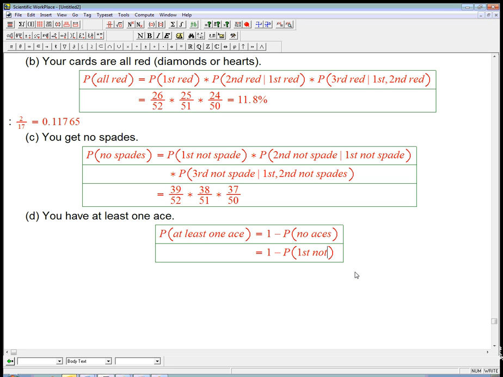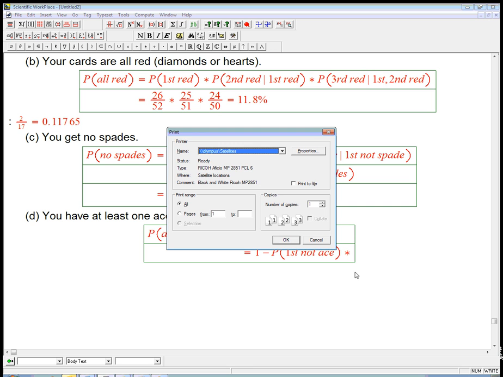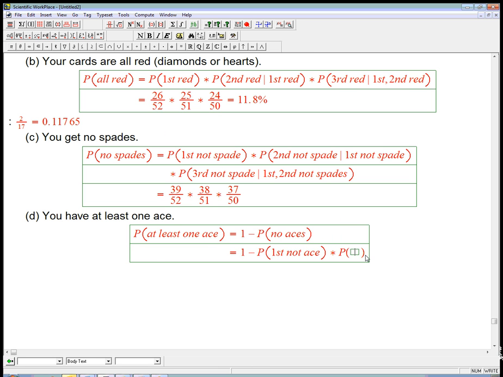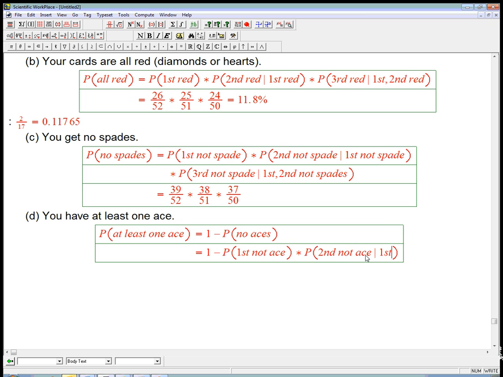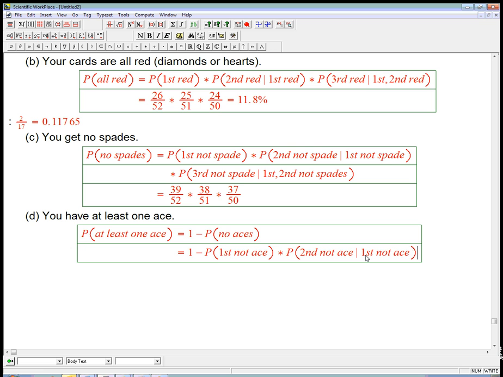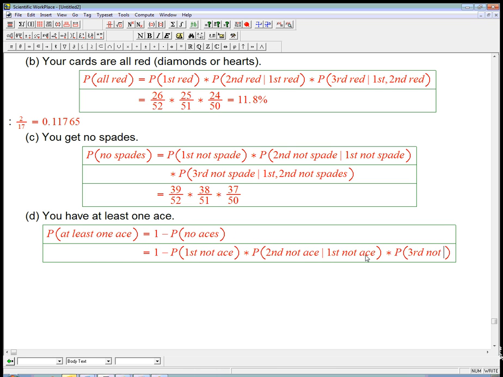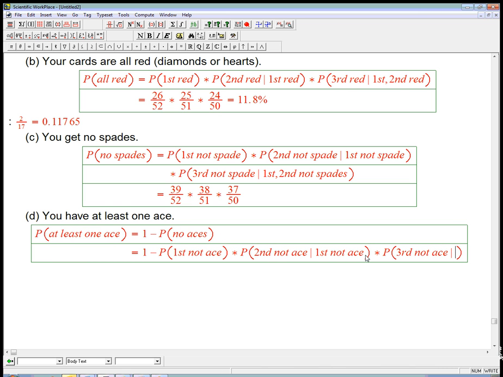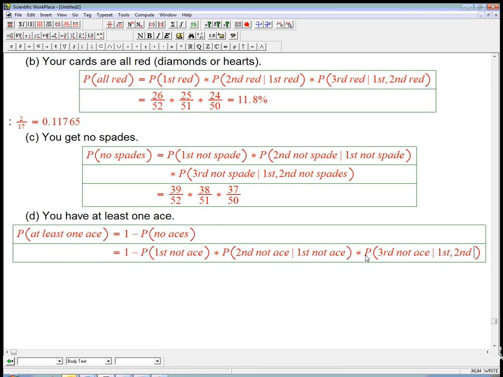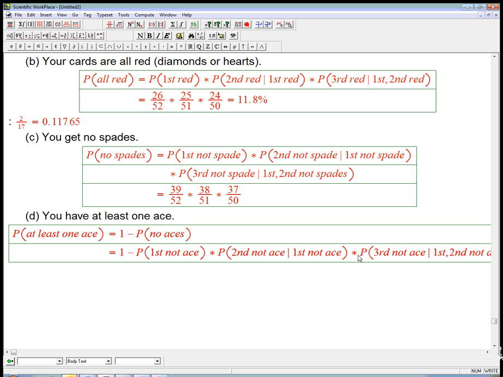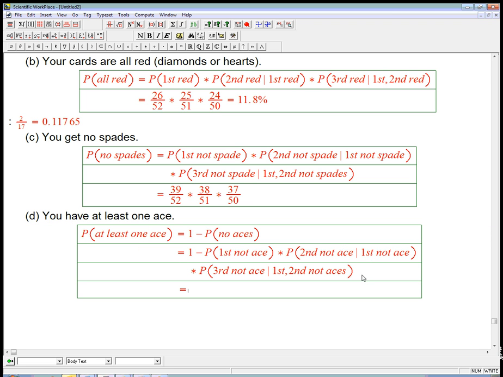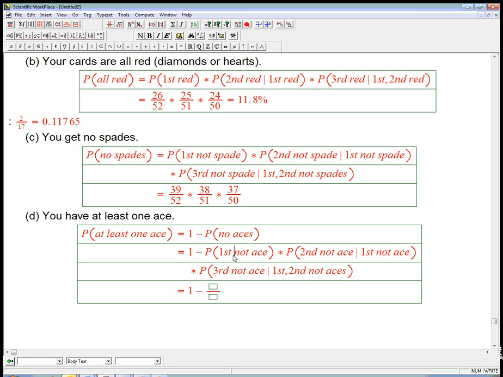It's the probability that the first is not an ace, times the probability that the second is not an ace, given that the first is not an ace, and then times the probability that the third is not an ace, given that the first and second are not aces. Okay. So it's 1 minus this product. Probability that the first is not an ace.